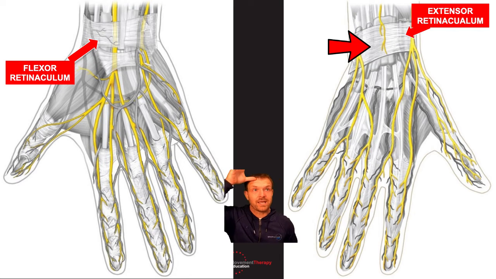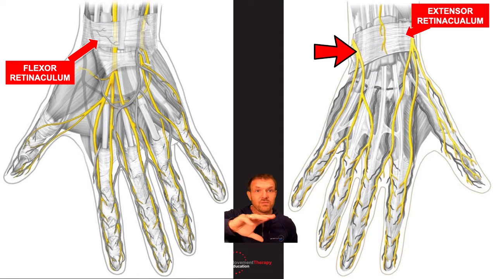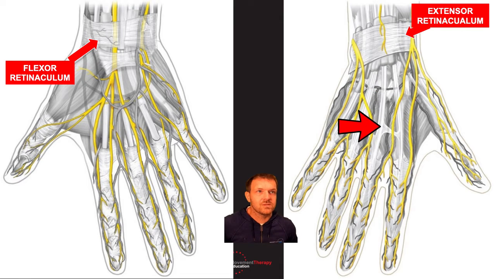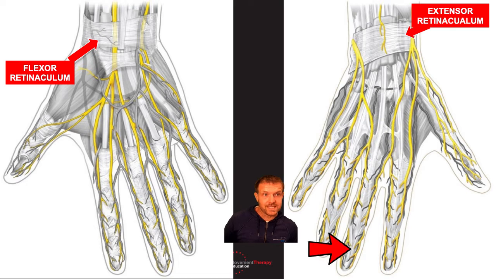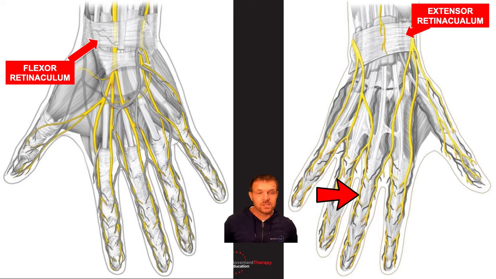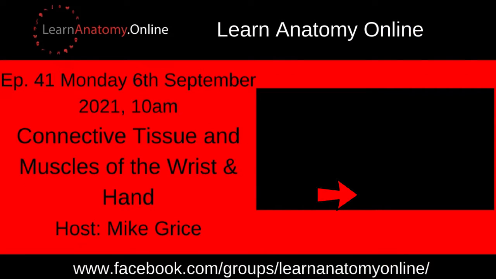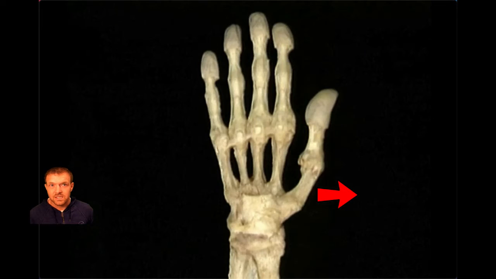Okay, and again you can see some of the nerve supply, coloured in yellow on this picture. And then these white structures here are the tendons that go all the way down into the fingers. Okay, so we're going to have a look at those now. Let's have a look at this. Okay, so what we're going to have a look at first is this one.